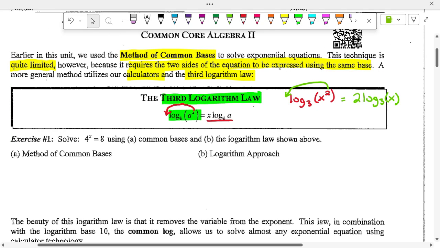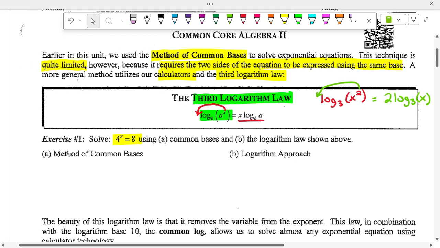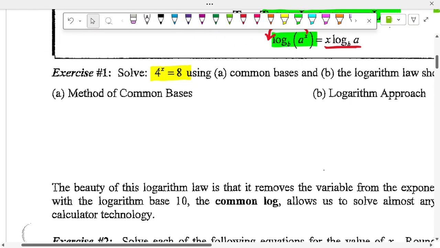Now, the first exercise is actually one that we can solve with common base. So we're going to review the common base method first, but then I'm going to show you how to do it with a logarithm. All right. So the equation is 4 to the x power is equal to 8. We're going to do the common base method first. This is review from Wednesday.